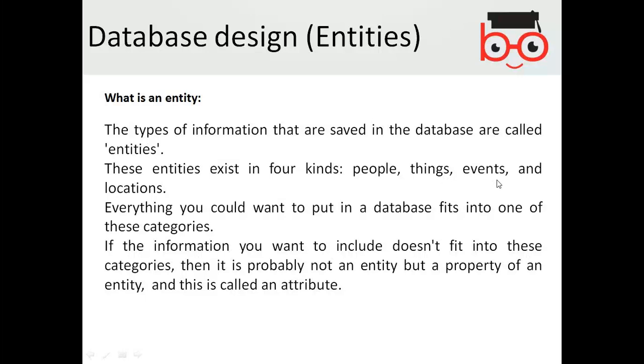Events could be entities, and locations could be entities. So everything you could want to put in the database fits into one of these categories. If the information you want to include doesn't fit into these categories, then it's probably not an entity, but a property of an entity. This is called an attribute.